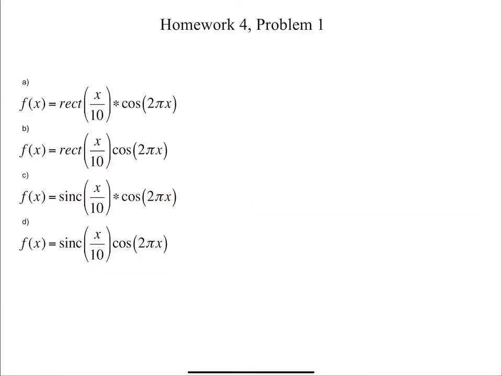All right, so let's talk a little bit about the homework. These are all just applying these different things, and all you really need to do is, let's take for example A. So what would you need to apply? I have rect of x over 10 times cosine 2 pi x, right? Okay. So what would be the first thing you do? What's the Fourier transform of the rect of x over 10? Right? And then what's the Fourier transform of the cosine 2 pi x?